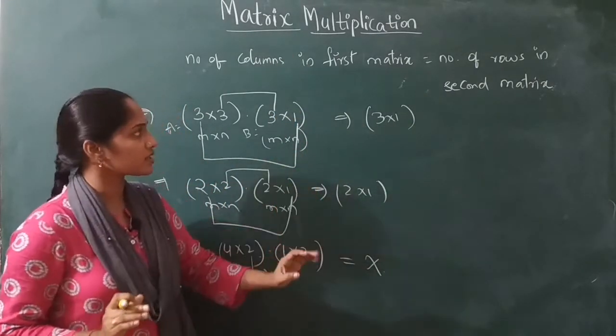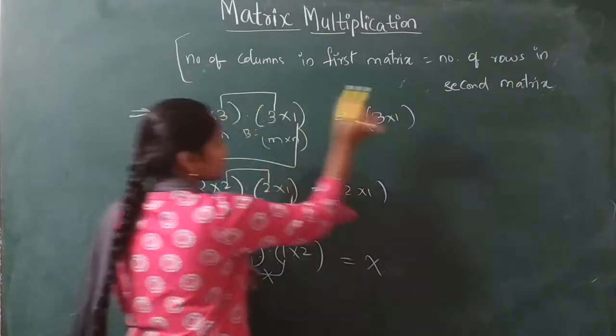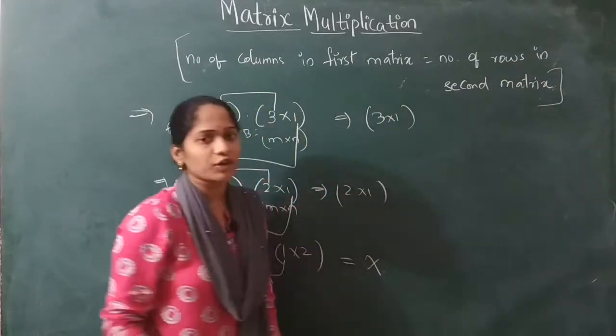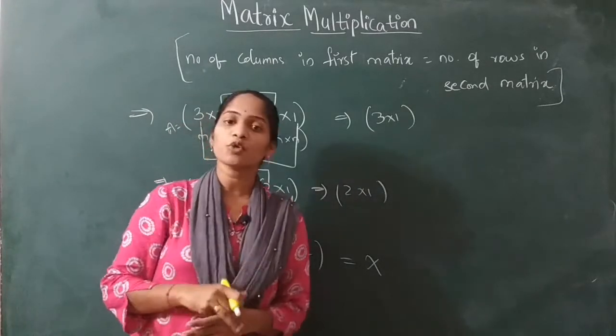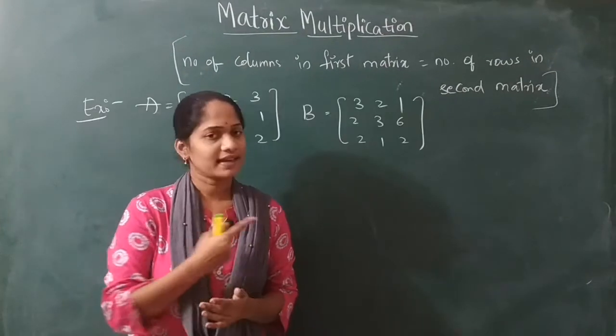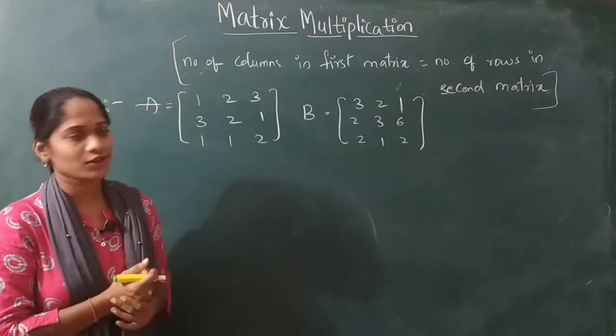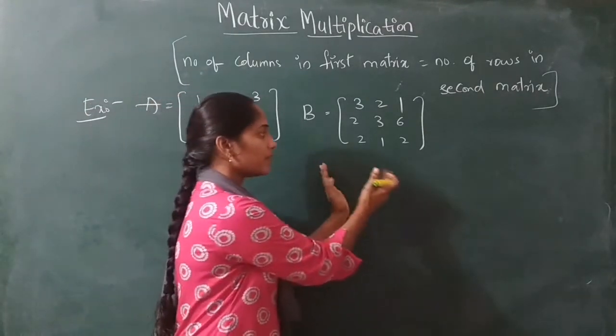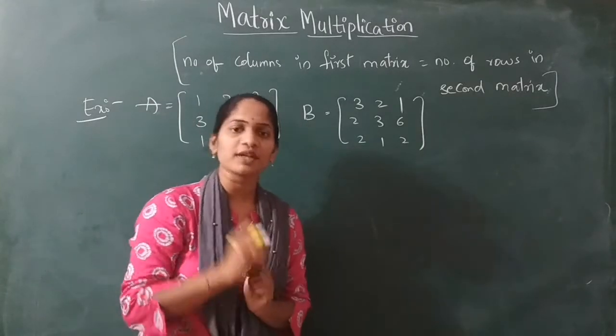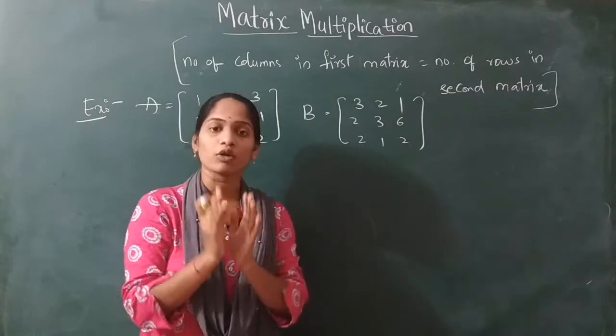So this is the important statement you have to remember when you multiply any two matrices. Now we'll see an example of how to multiply. Let's see the example of how to multiply two matrices. First, you are given matrix A and another matrix B. First, what you have to check is you have to write down the order of the matrix.